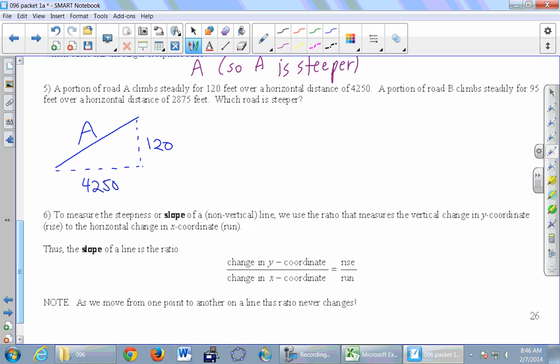And let's do the same thing for B. For B, what's the horizontal? It's 2875, and the vertical, 95.